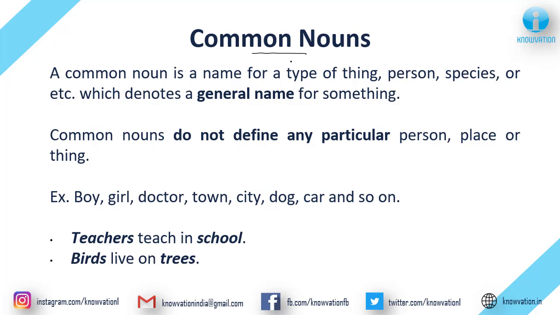So friends, as the name suggests, common means very general. When you are not defining any particular person, place or thing, then you are calling it a common noun. So it's also a name for a type of thing, person or species, but I am not going into particular details. So let's see an example.